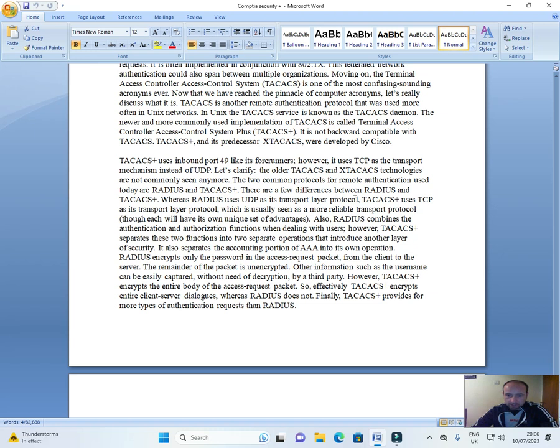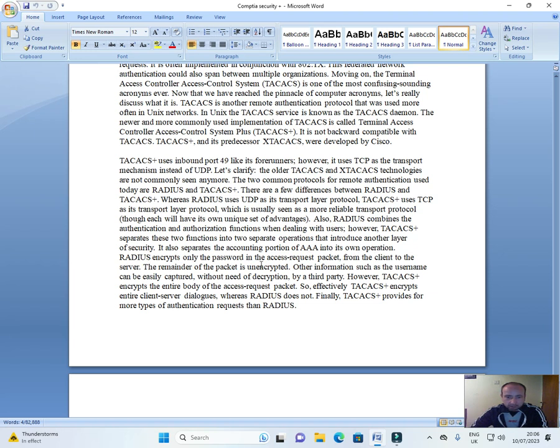There are a few differences between RADIUS and TACACS Plus. RADIUS uses UDP as its transport layer protocol. TACACS Plus uses TCP as its transport layer protocol, which is usually seen as a more reliable transport protocol, though each will have its own unique set of advantages. Also, RADIUS combines the authentication and authorization functions when dealing with users. However, TACACS Plus separates these two functions into two separate operations that introduce another layer of security. It also operates the accounting portion of AAA in its own operation.